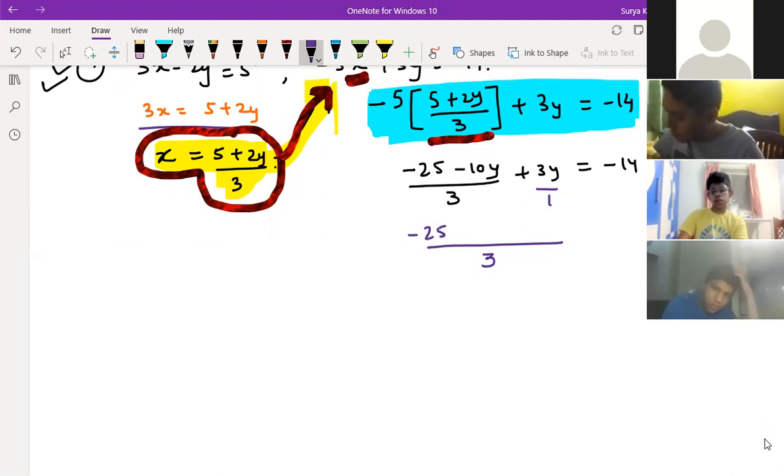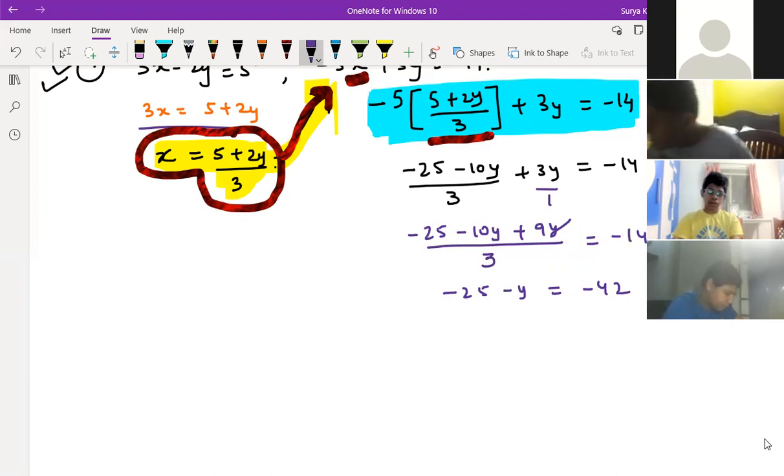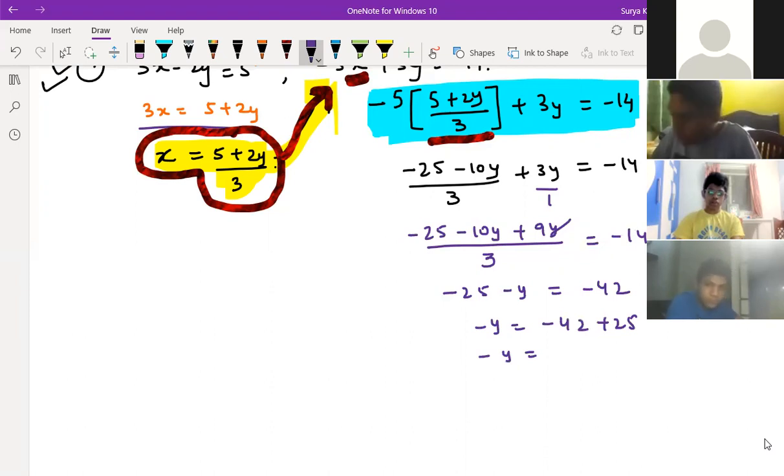Sir, I got it. Yeah. And plus 9y, and then it becomes minus y. So minus 25 minus y divided by 3 is equal to minus 42, right? Yes, sir. Minus 42 plus 25. What happened, Sai Charan? Then minus y equals, what we got: minus 42 plus 25, right? Yes. So minus y is equal to what do you get, children?